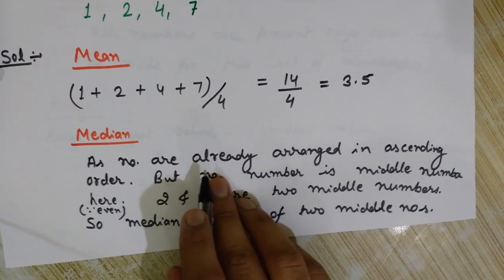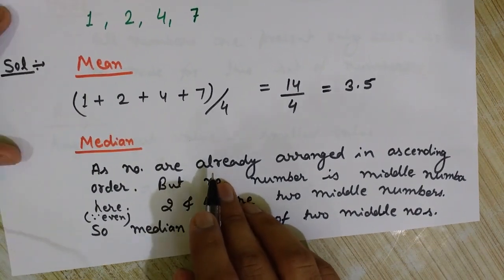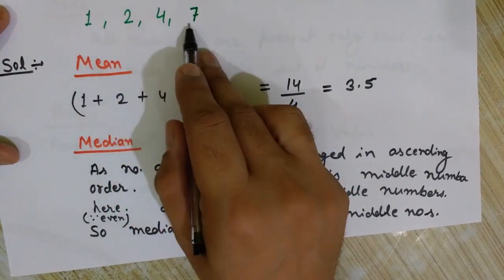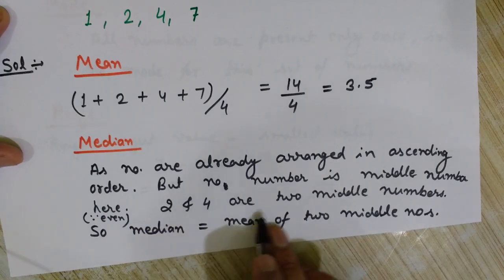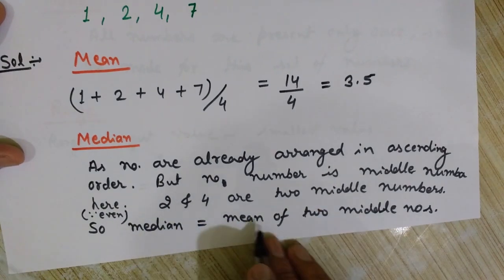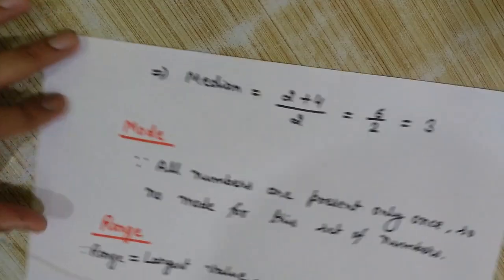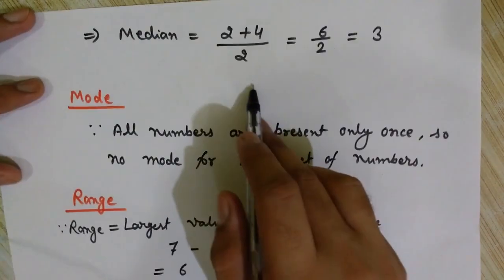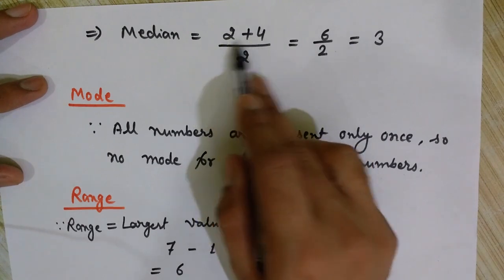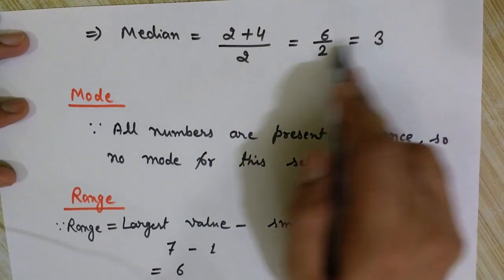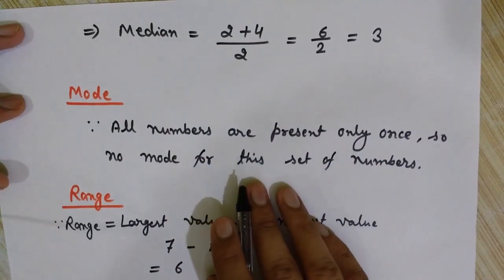So when the given numbers are even in count, here we have 4 numbers, we take the 2 middle numbers, and the median will be equal to the mean of these 2 middle numbers. Here the 2 middle numbers are 2 and 4. 2 plus 4 divided by 2 is equal to 3. So we calculated the mean of these 2 values.